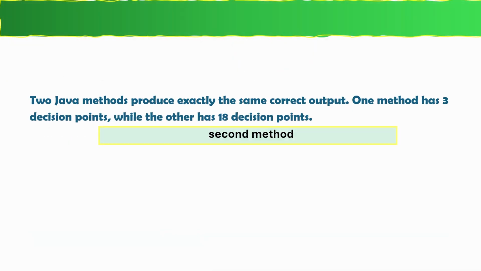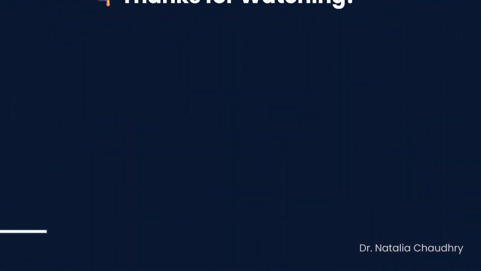PMD is more likely to flag the second method because its cyclomatic complexity is much higher. High complexity doesn't necessarily mean that the code is incorrect, but it makes the method harder to understand, test, debug, or maintain.